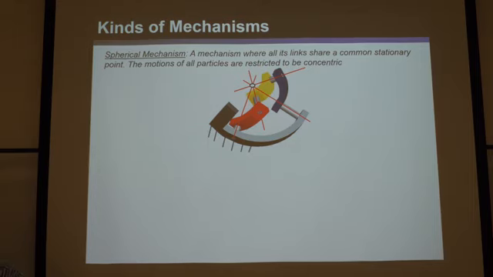So the definition I wrote here is a mechanism where all of its links share a common stationary point. And that is the point where all its rotational axes intersect. If it satisfies that condition, it is a spherical mechanism. And consequently, the motions of all particles, or all dots, on all of those links will be restricted to concentric spheres, which is why it's called a spherical mechanism.